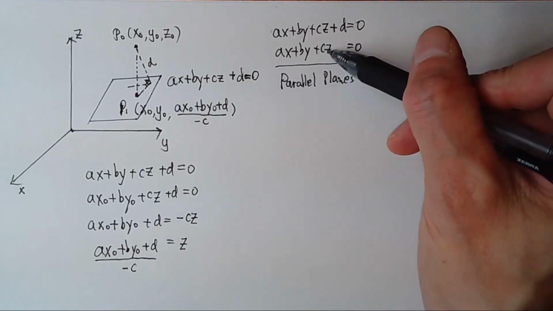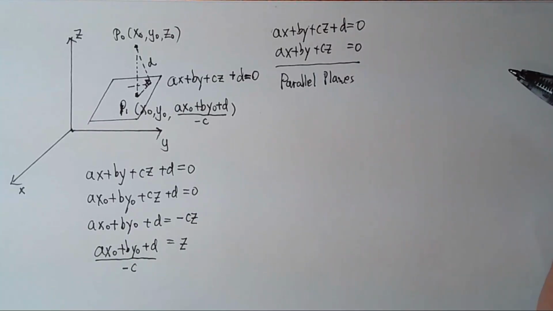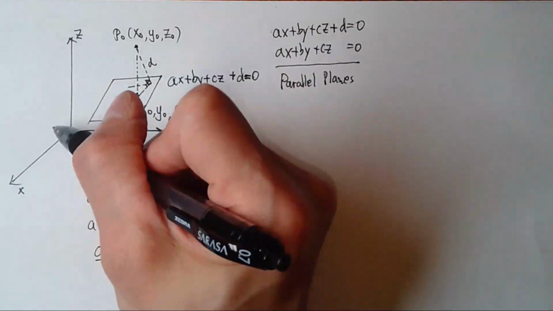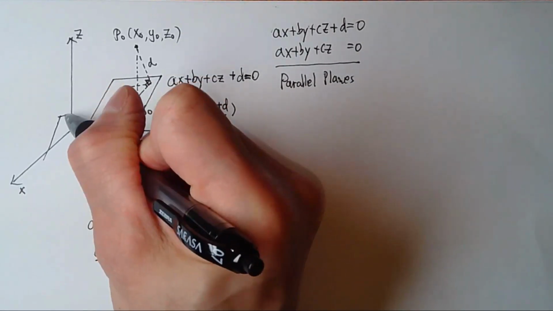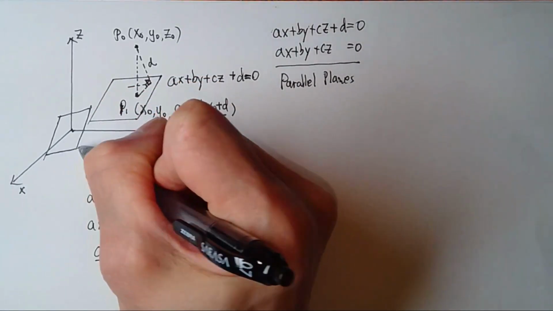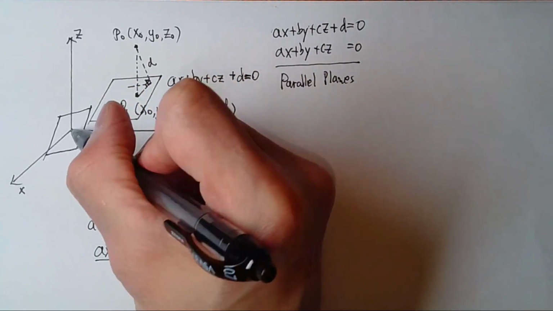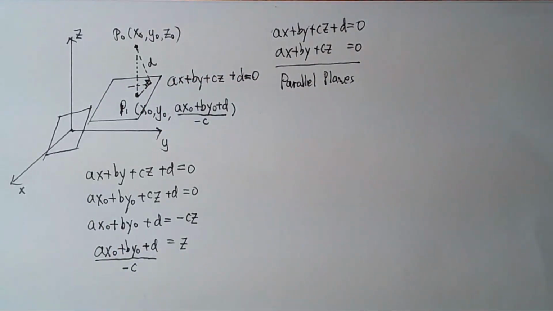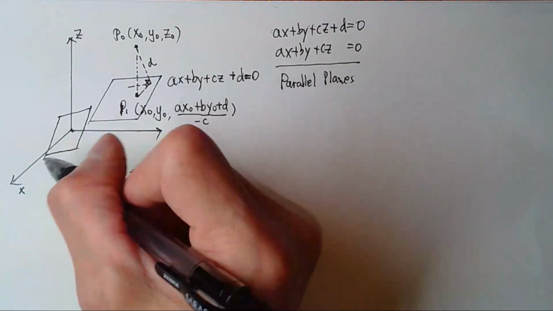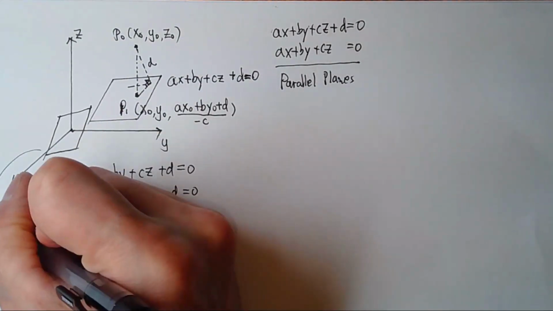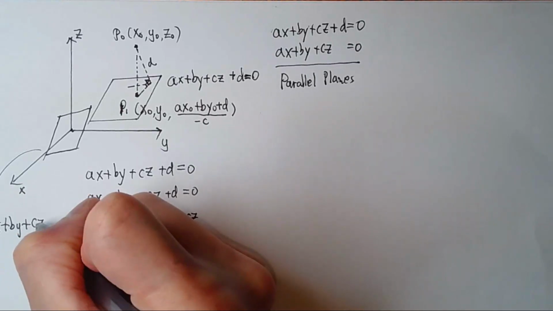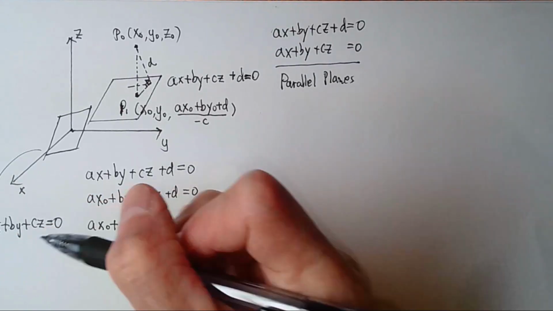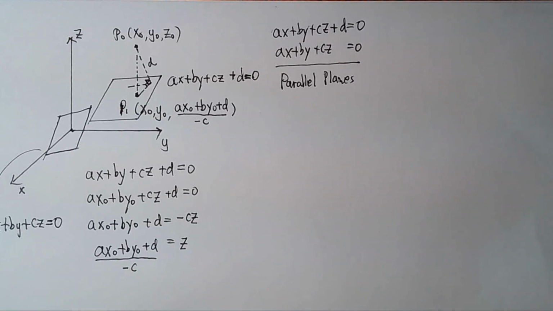But the second equation goes through the origin. And let me show it to you. The second equation is just a plane going through the origin. And that is the equation: ax plus by plus cz equals 0. All right.